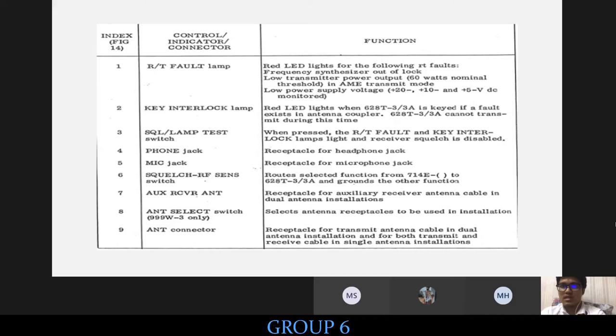Number seven, the second from the bottom on the right side, is the auxiliary RCVR antenna, a receptacle for the auxiliary receiver antenna cable in dual antenna installation. Number eight, at the top, the second on the right side, is the antenna selector switch, 9999W-3 only. It selects the antenna receptacle to be used in the installation. And the last, number nine, at the top right side, is the antenna connector. The function is a receptacle for the transmit antenna cable in dual antenna installation, and for both transmit and receive cable in single antenna installation.